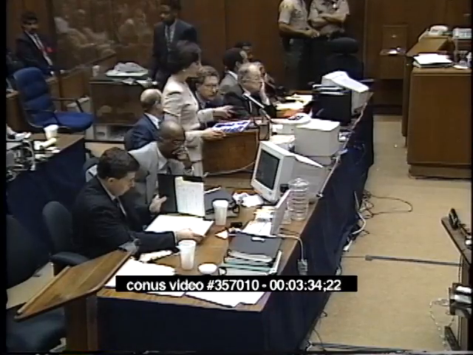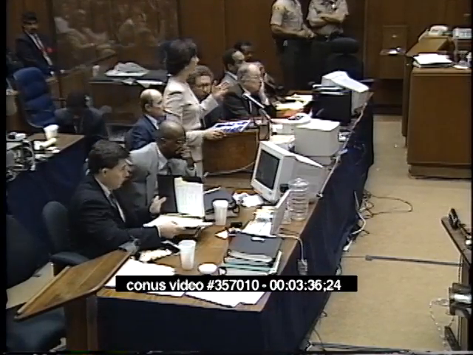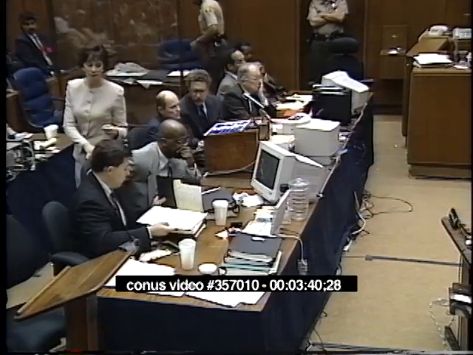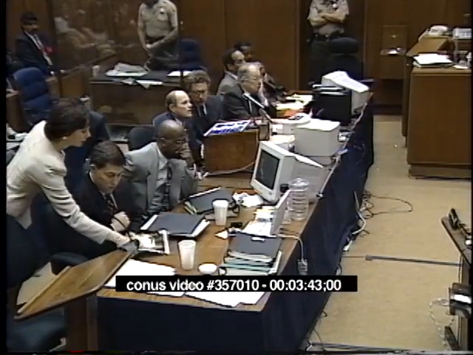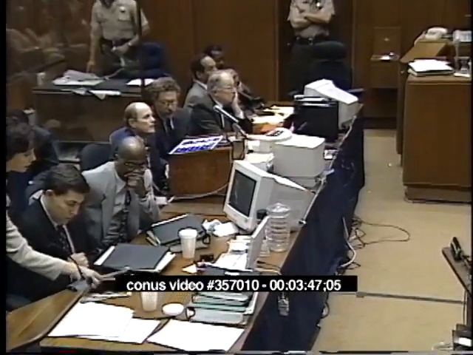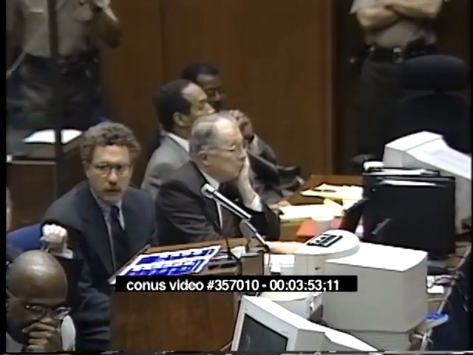All right, we've already seen two live photographs of both Ms. Brown Simpson and Mr. Goldman. Mrs. Robertson, I think they're in the book in the front box. Those are people's exhibits 29 and 27. Same ones. And we're using the same ones again, only small. All right.